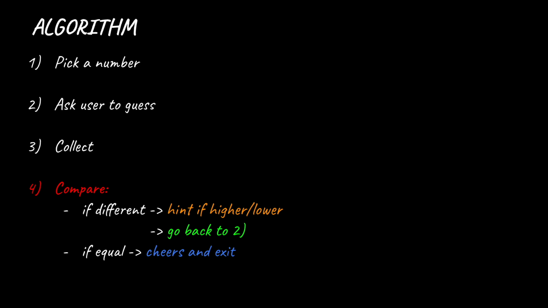So let's make an example with real numbers now. Let's suppose that at step number 1 we get 75. Then we're gonna ask the user for his guess and collect it, and let's say that we get 60. Now we are at step 4, so we're gonna compare. As 60 is lower than 75, we're gonna end up in the first scenario. And we're gonna display something like try higher.